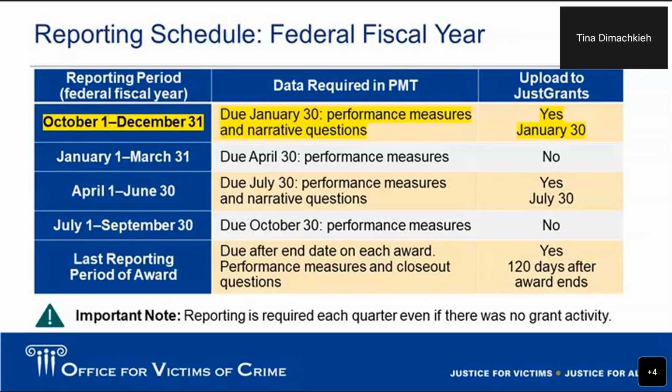So let's look at the first quarter again. It closes on December 31st. You have 30 days, so January 1st to January 30, to complete your reporting for that quarter's grant activity. And as you see here, your narrative questions are due every 6 months. Those are the semi-annual questions. So they are due in January and they are due in July. You do not have narrative questions in the April reporting period or the October reporting period.